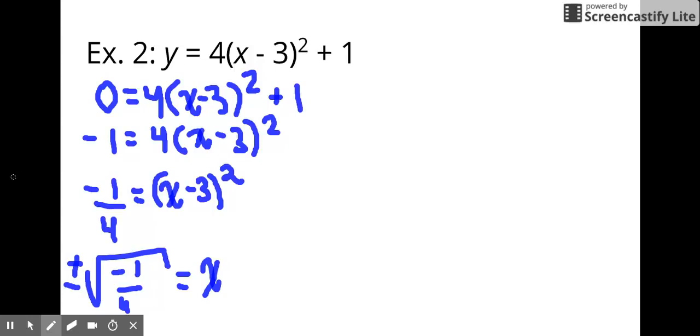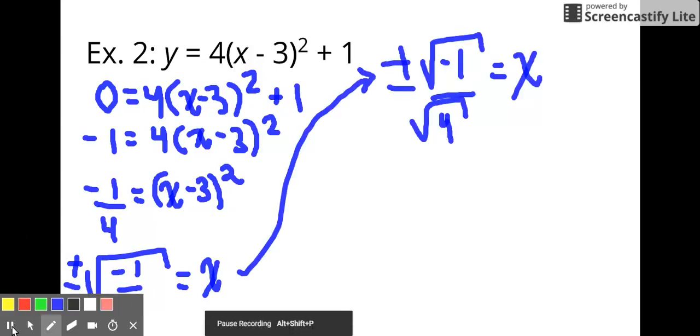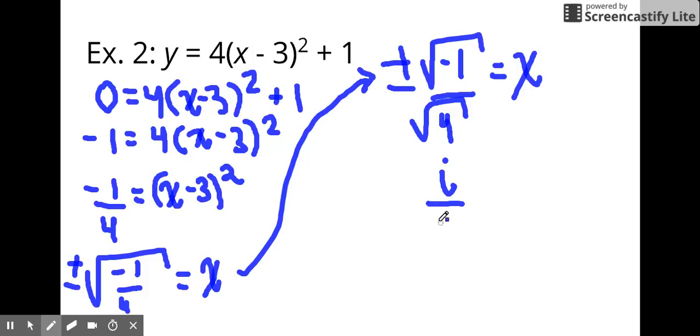So we actually want to break up the square root to help us simplify and make our answer as simple as possible. When we do that, we get plus or minus square root of negative 1 divided by the square root of 4. We know that the square root of negative 1 is i, and the square root of 4 is 2. And so that means our solution to this problem is x equals plus or minus i divided by 2.